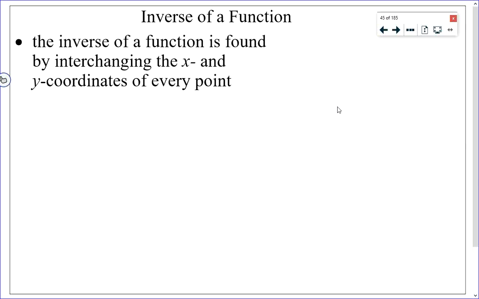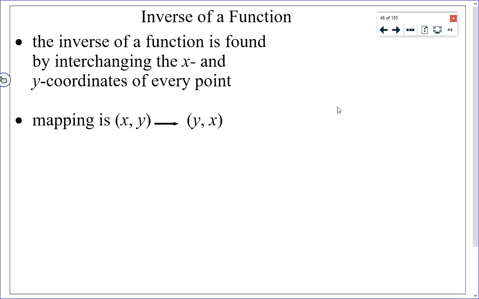What is the inverse of a function? The inverse of a function is found by interchanging or swapping every x and y set of coordinates. So if (1, 2) is a point on the original function, you switch 1 with 2 and the new point is (2, 1). That means that this is a way to write the mapping. (x, y) turns into (y, x).